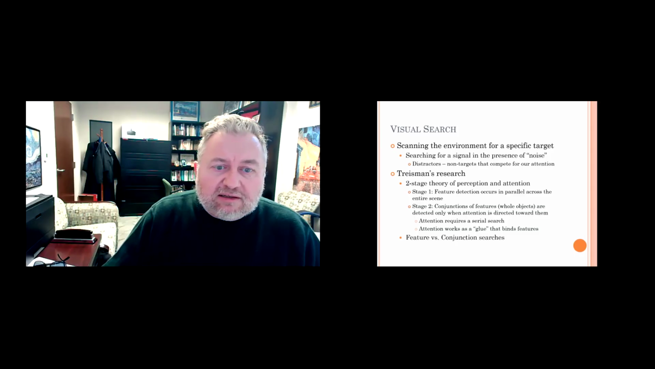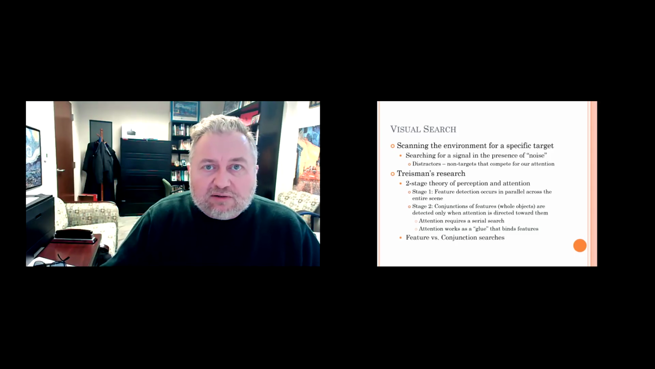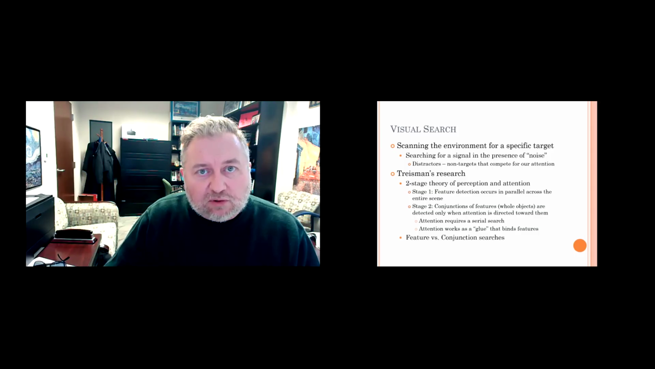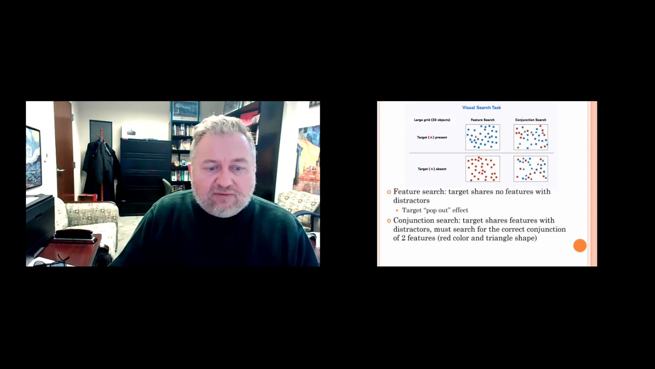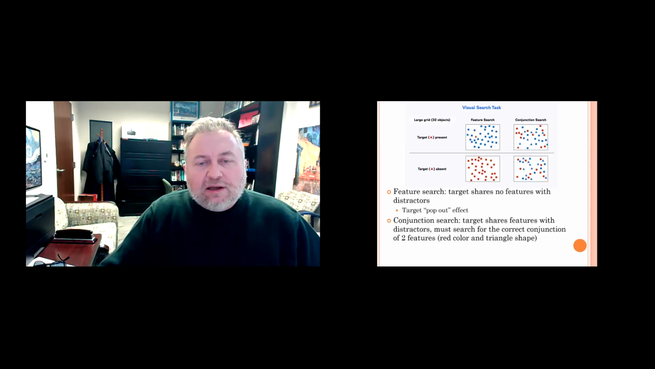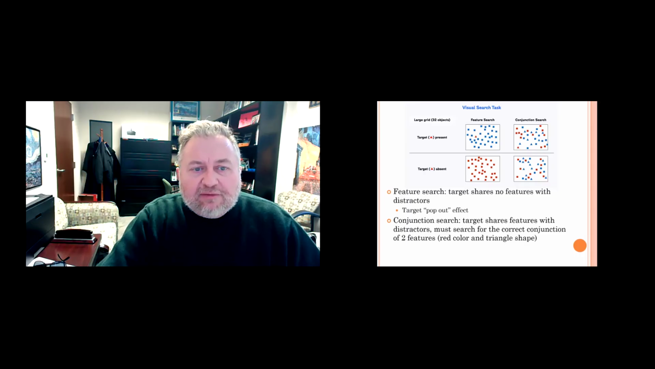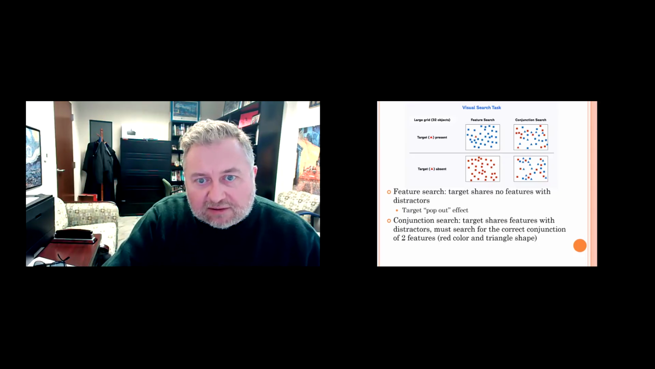In order to support the theory that perception and attention really work in these two stages, and that attention is required for this kind of recognition, how do we test it? Well, this is where Treisman did visual search research. What I have in the top left here is an example where we are doing a feature search. The feature search is defined by the fact that the target, which is the red triangle, shares no features with the distractors, which are the blue squares. That means its shape does not match the distractors and its color does not match the distractors.